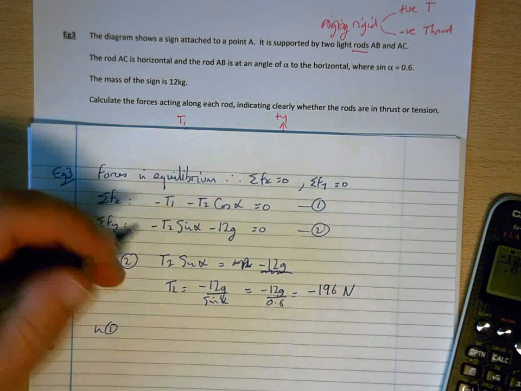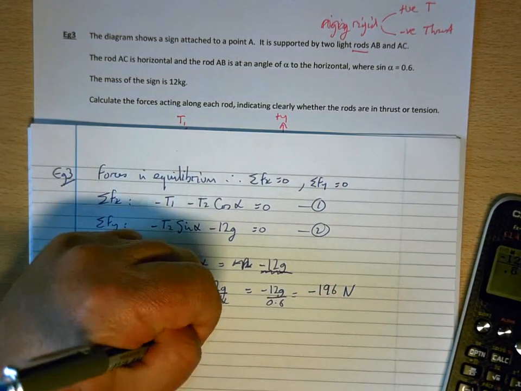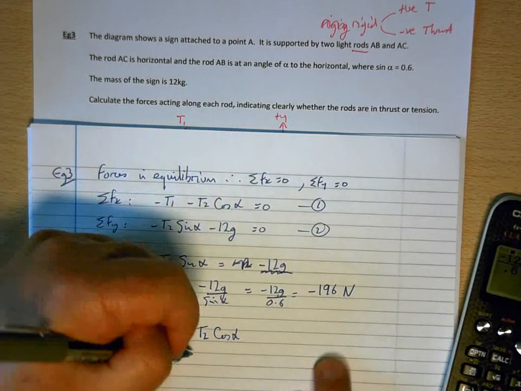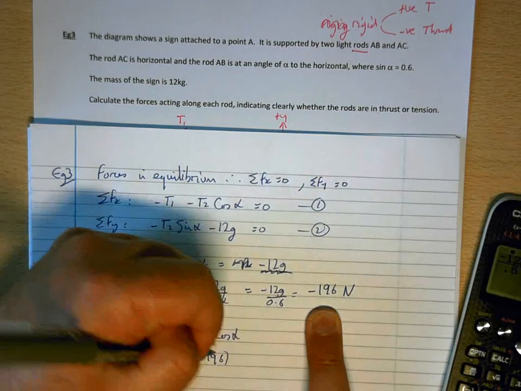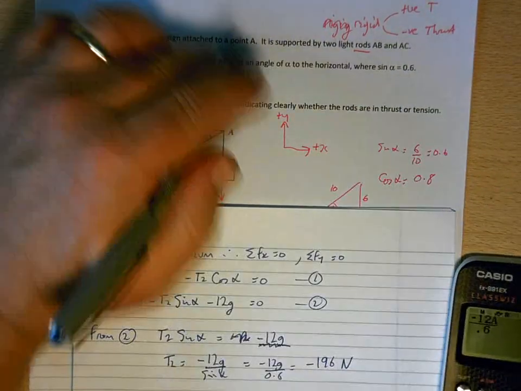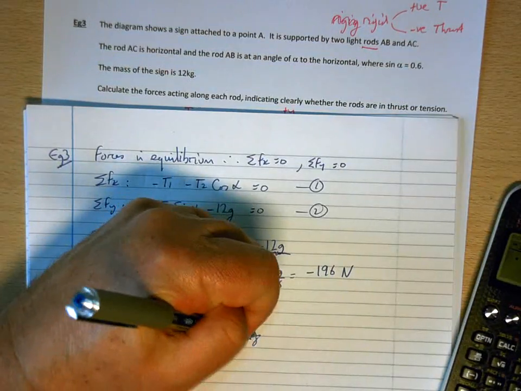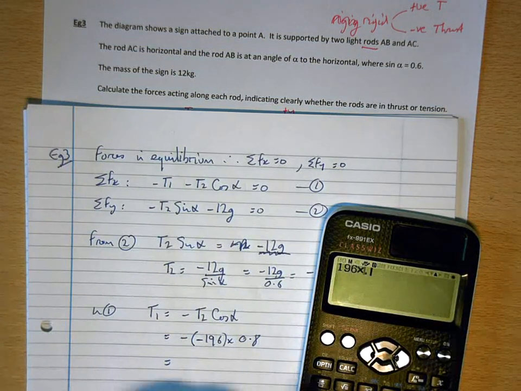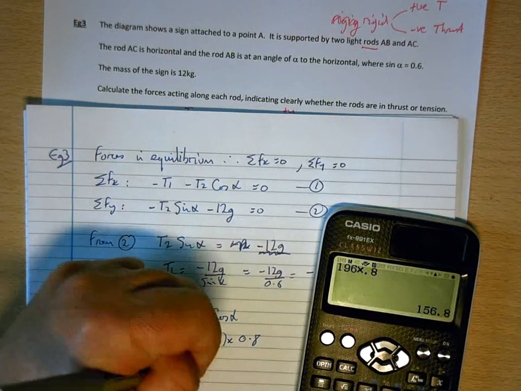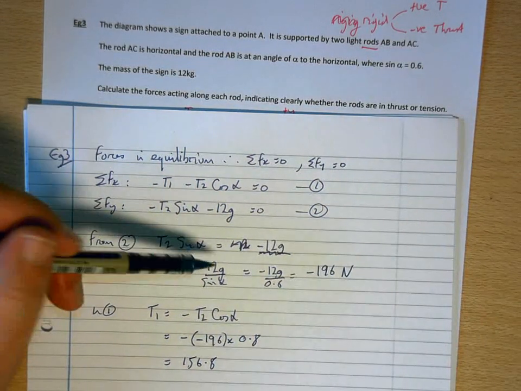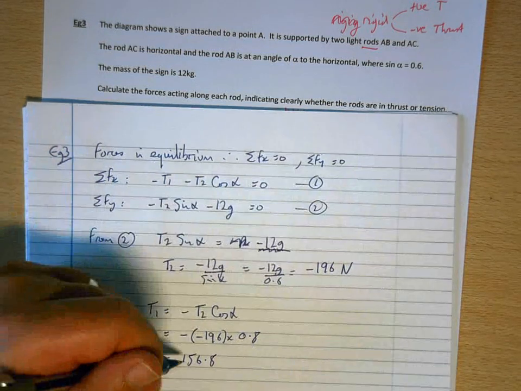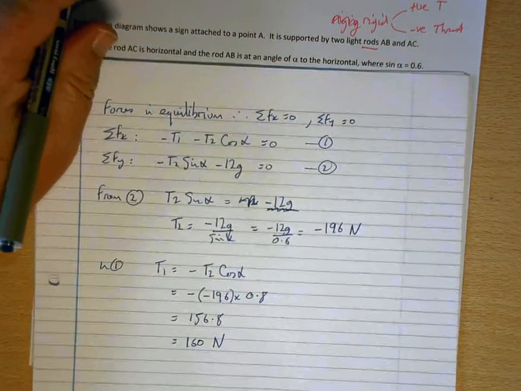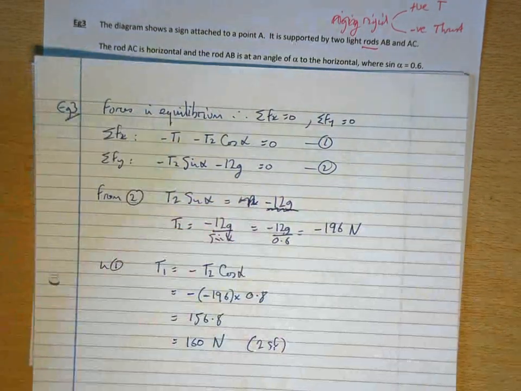Put that now in 1, and I want T1. So if I take the negative T1 across, I get minus T2 cos alpha. So that would be minus 196 times cos alpha, which we worked out to be 0.8. So minus minus is a plus, so I've just got to do 196 times 0.8, which is 156.8. I've got g in this, so I need to round that to two significant figures, which will be 160 newtons to 2 SF.